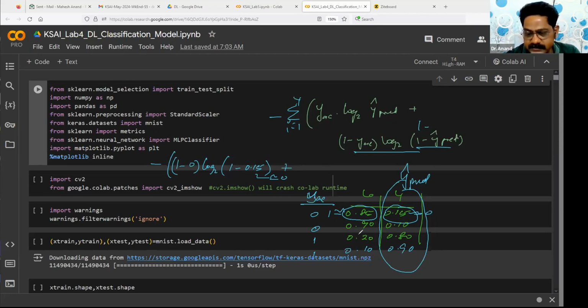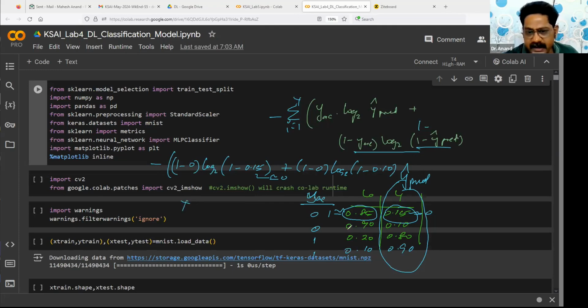How do we substitute the second entry? Once again, 1 minus actual label 0, log base 2, 1 minus 0.10. 1 minus 0.1 is log base 2, 0.9. Again, it's close to 1, right? Here it is log base 2, 0.85.